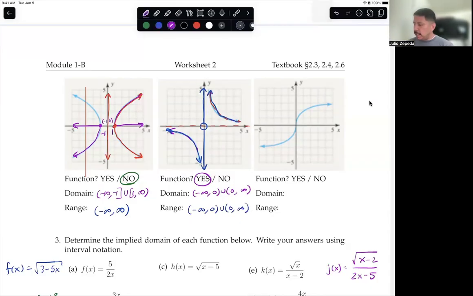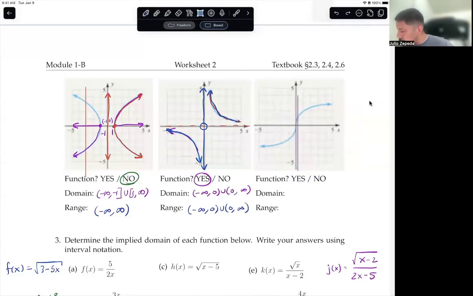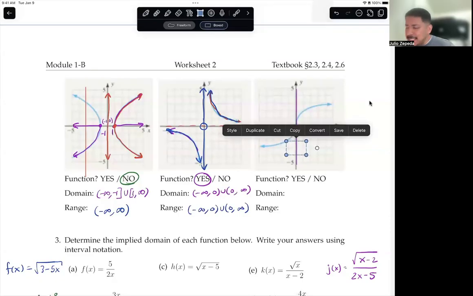And then the last one, is this a function? The only weird point here is x equals 0. I think it's pretty clear that everywhere else, besides x equals 0, the function crosses just once. But here at x equals 0, we're going to say this is a function.